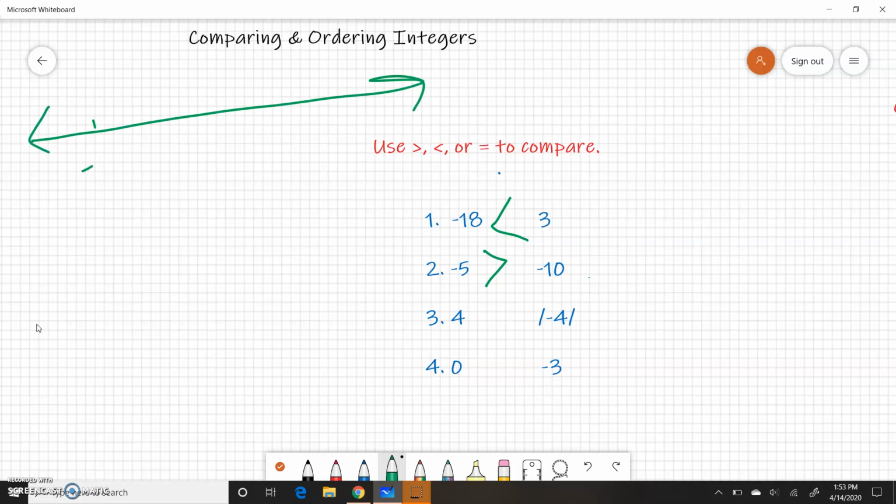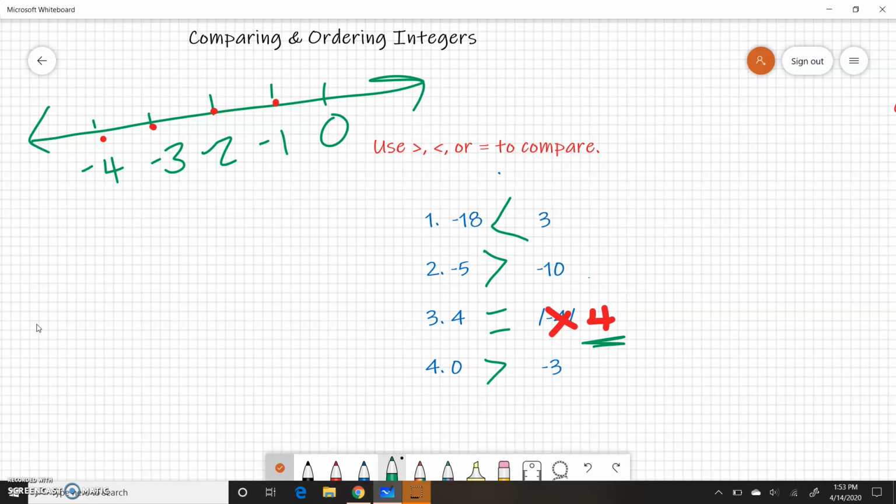I'm going to put negative 4, negative 3, negative 2, negative 1, and 0. How far is negative 4 from 0? 1, 2, 3, 4. So really, we are comparing 4 to 4. When you look at 4 and you look at 4, you should be able to identify that those are equal. So when it says absolute value of negative 4, it really just means 4 spaces from 0. Okay, and then number 4 here, what is warmer, 0 degrees or negative 3 degrees? Well, 0 degrees would be warmer.